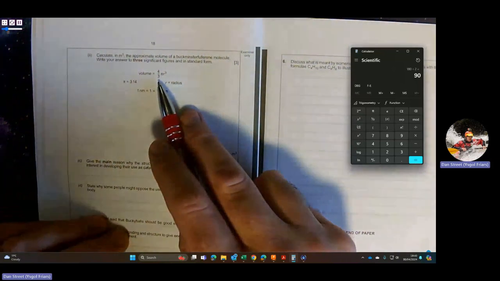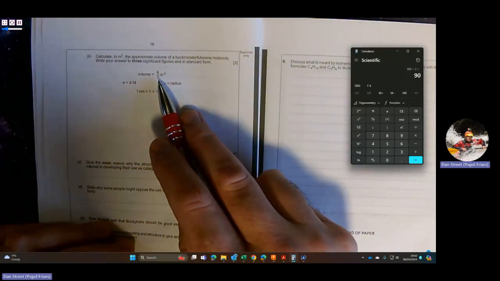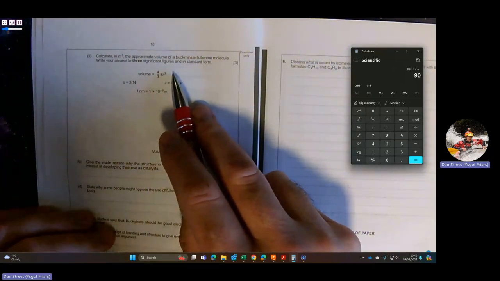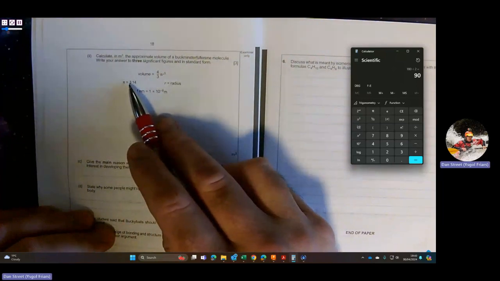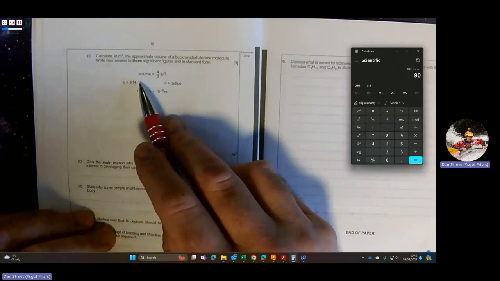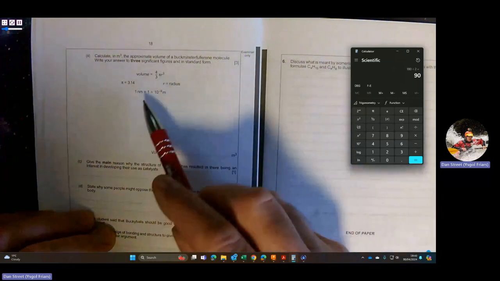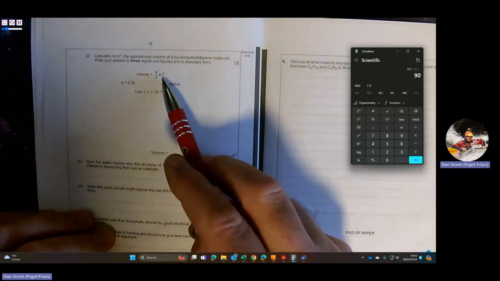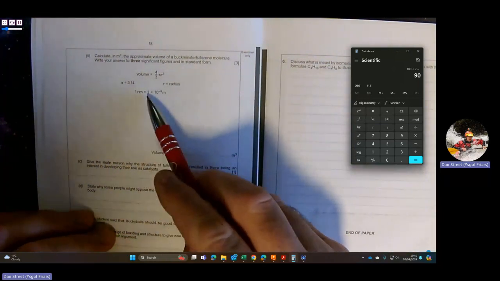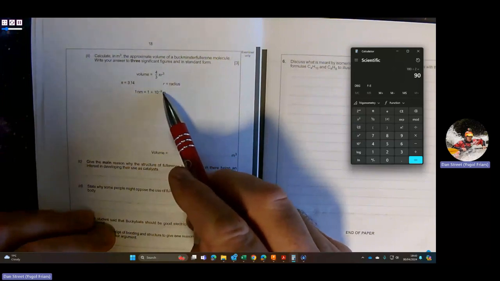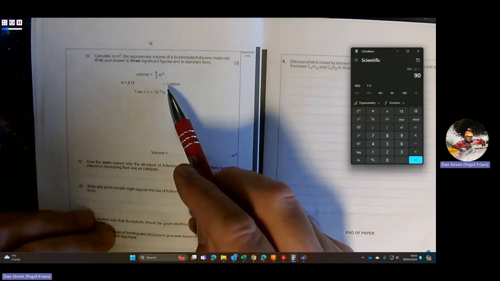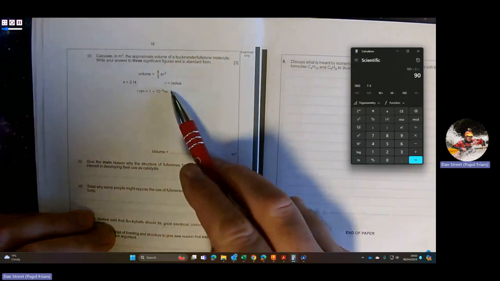So we're told that the volume of a sphere is 4/3 pi r cubed. We're told to use pi only to 3.14, so we don't want to be using the pi value in our calculators. We're told that r is the radius, and we're told that 1 nanometer is equivalent to 1 times 10 to the minus 9 meters. What we're not told here is what the radius of a Buckminster fullerene is.